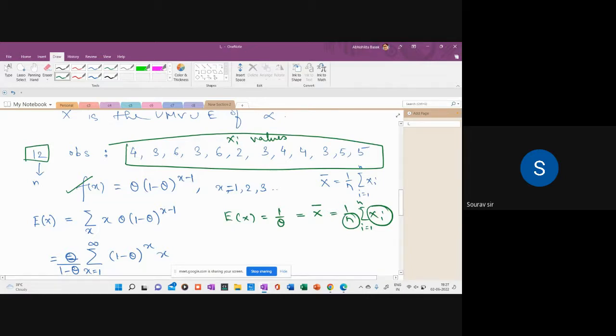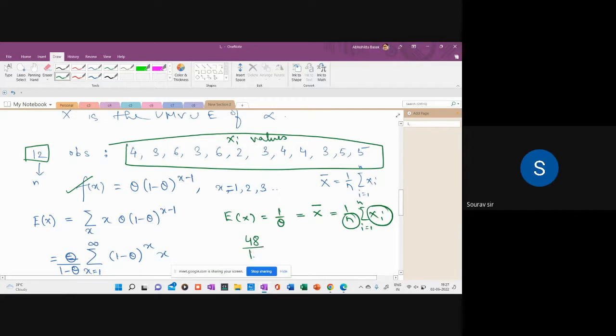Please add them up and tell me what you are getting. It's very easy to add. I think the total is 48. Am I right? Yes, ma'am.